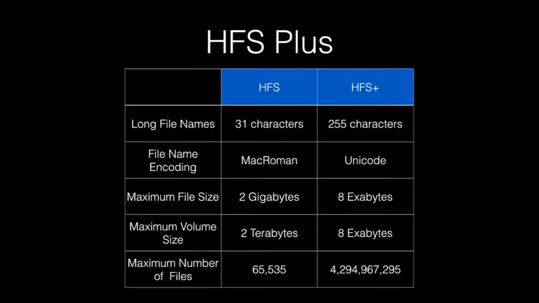Along with the block allocation issue, there were a number of other issues that got addressed as part of creating HFS Plus. Those changes included implementing Unicode support, and also addressing the issue of long file names, so you can now actually use 255 characters in a file name.